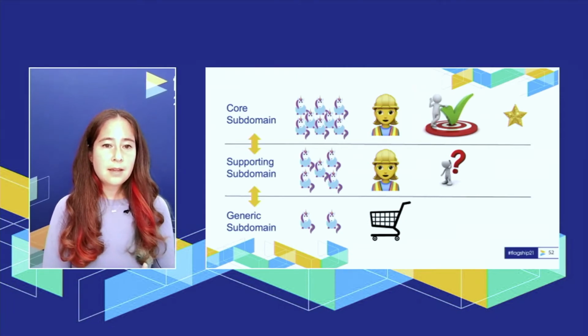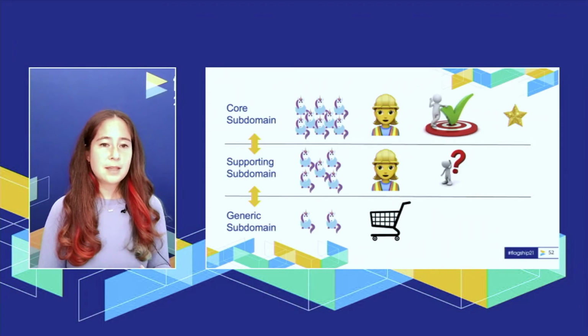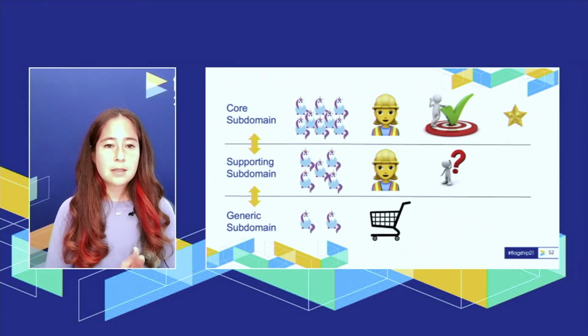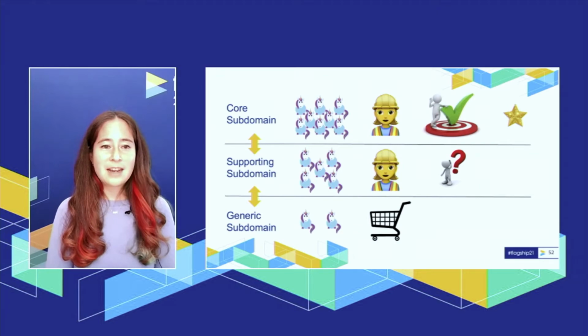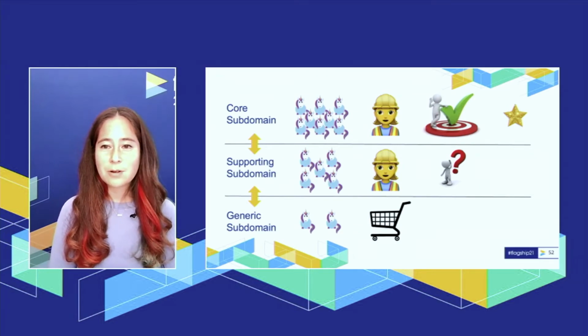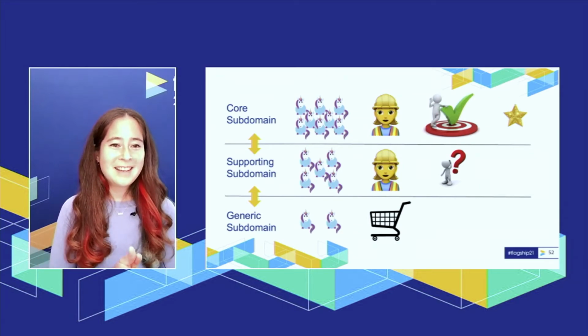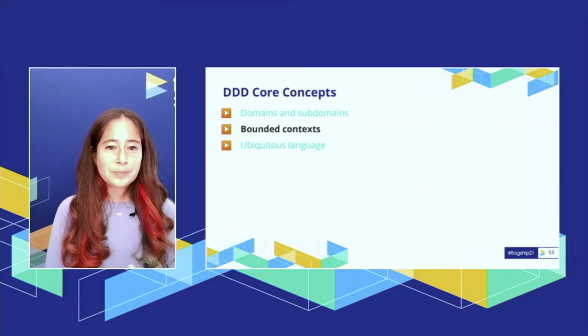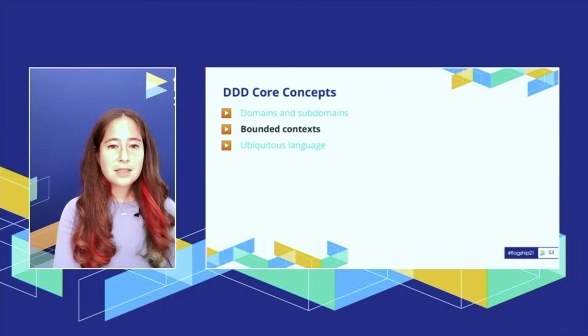And the other thing here is that things can move between these categories. So just because it's a generic subdomain now doesn't mean that it can't become a supporting subdomain later, or even a core subdomain. I mean, I imagine that Amazon, when they originally did AWS, they didn't think that that was going to be a core subdomain, but it is. So you can see how things might shift between those categories. Okay, so that's domains and subdomains.